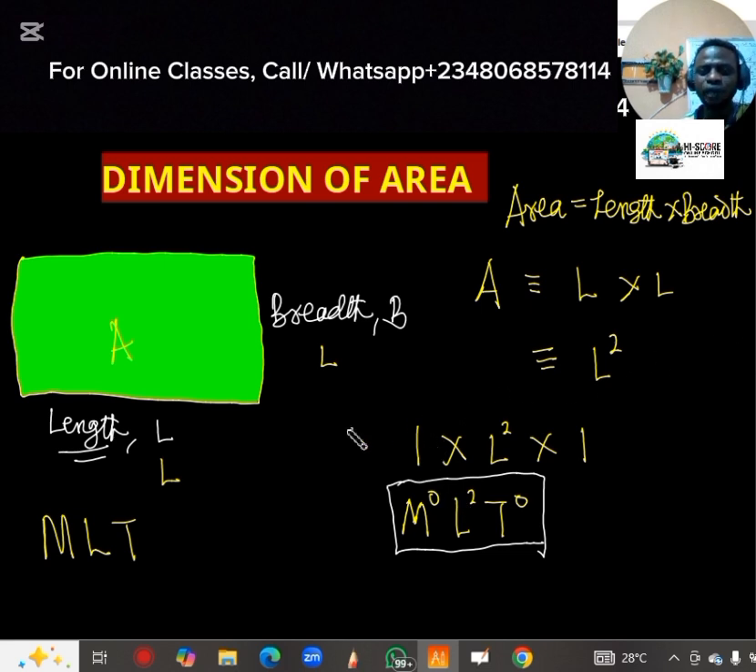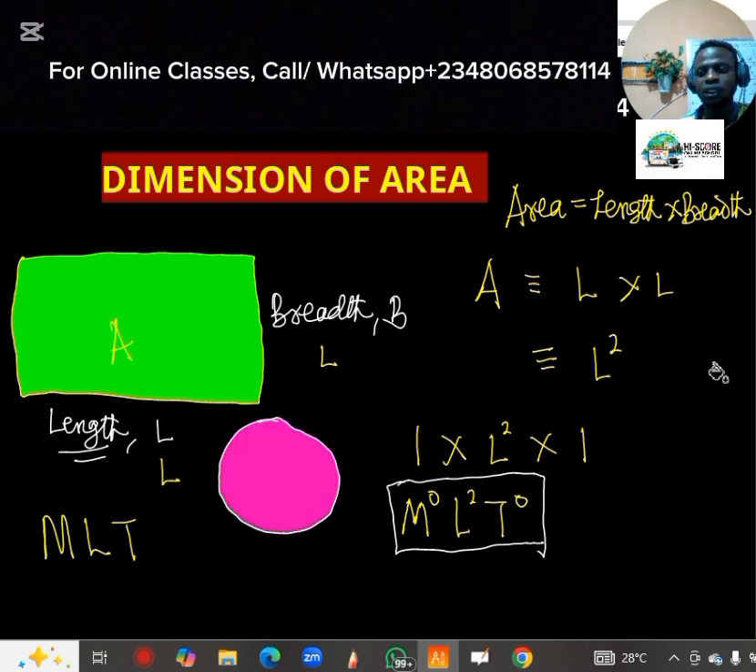Now we can as well make use of a circle. Yes, we can also make use of a circle. If we have a circle like this, a circle has a radius. So the radius is r. So we can say the area of this circle is given as area A equals pi r squared. And of course, the radius of a circle is measurable with a ruler, so the dimension for a radius is automatically length.